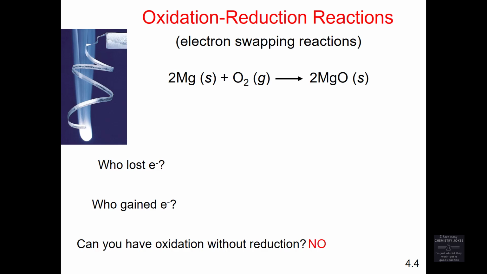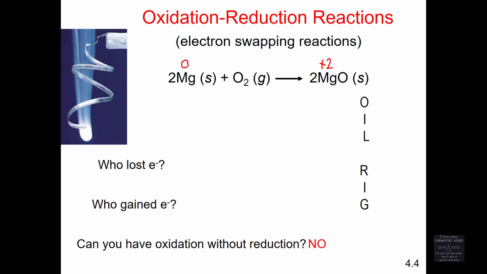This magnesium has no charge, so that would be an oxidation number of 0. In this compound on the right, the compound on the product side, magnesium oxide, it's a +2 charge. So magnesium went up in oxidation number. That means magnesium lost electrons. Remember, electrons are negatively charged. So losing electrons is called oxidation.